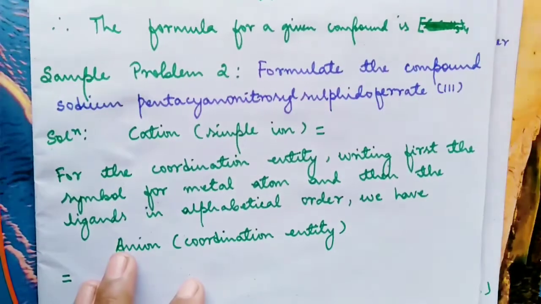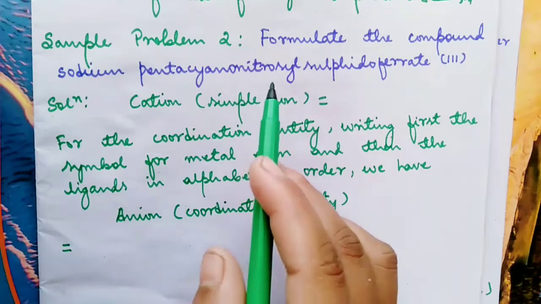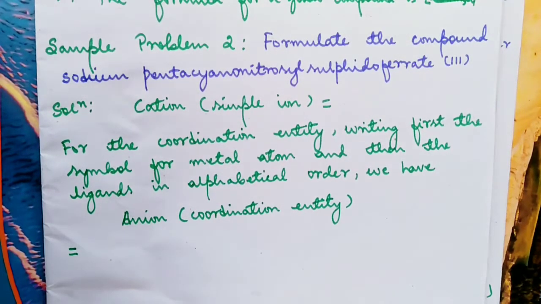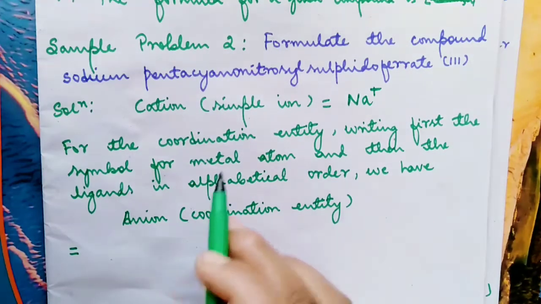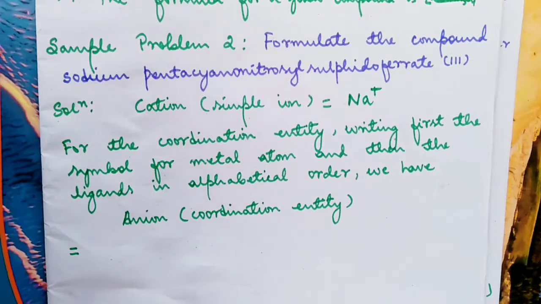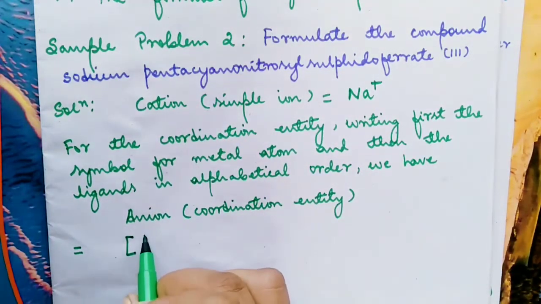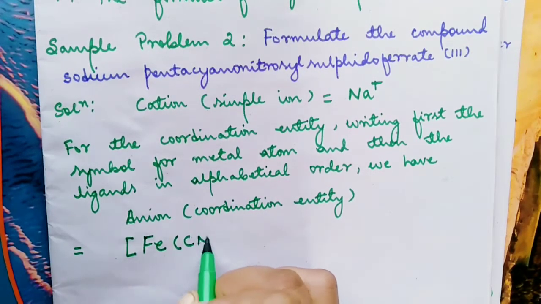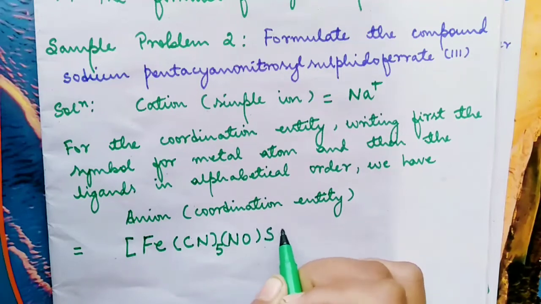So we come to sample problem 2, the same procedure. You have to formulate this compound: sodium pentacyanonitrosylsulfidoferrate(III). Here you have to identify which one is the simple ion, whether it is a cation or an anion. Clearly the simple ion here is the cation, sodium plus, and the coordination entity, or the complex ion, is the anion. First we write the central metal atom. It is Fe. Then write the ligands in alphabetical order: pentacyano, nitrosyl means NO, sulfido means S, and then X.